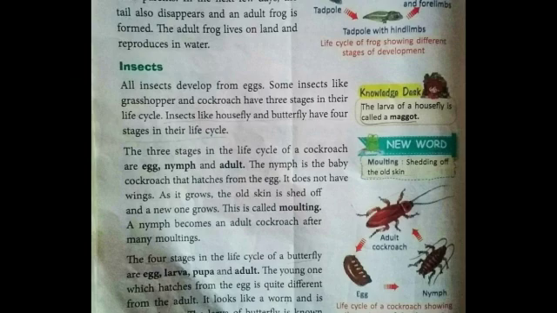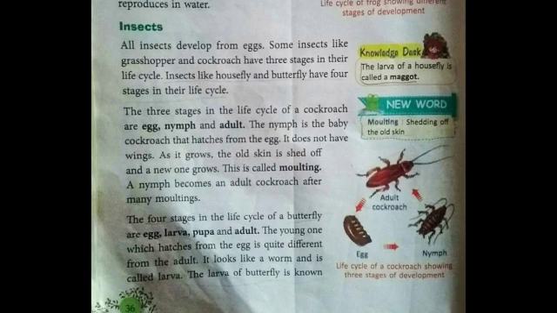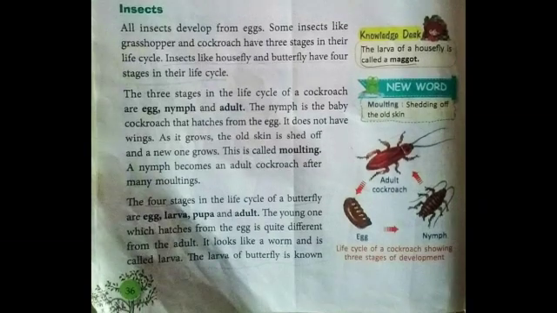The 3 stages in the life cycle of a cockroach are egg, nymph and adult. The nymph is the baby cockroach that hatches from the egg. This picture shows the life cycle of a cockroach, showing 3 stages of development. An adult cockroach lays eggs, and when the egg hatches, it becomes a nymph. The nymph is the baby cockroach and hatches from the egg.